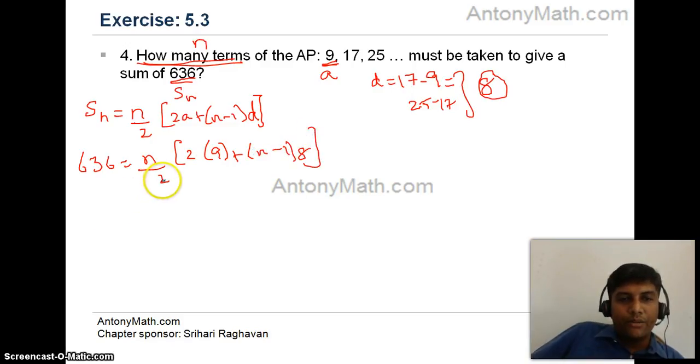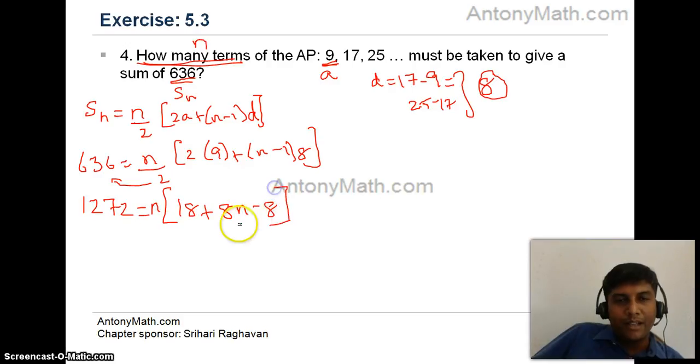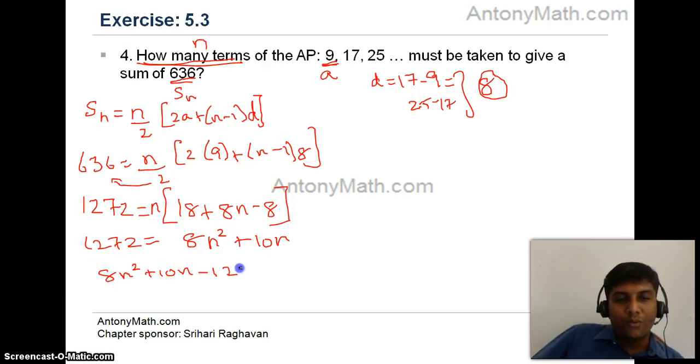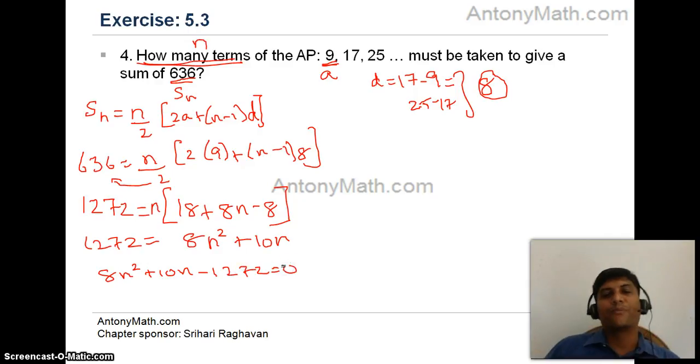Now I am going to take this 2 to the left hand side. 636 multiplied by 2, 1272 is equal to n times 18 plus 8n minus 8. In order to simplify, I am going to subtract this 8 from 18 and I have 8n square plus 10n equal to 1272. Bringing everything on the same side, I have 8n square plus 10n minus 1272 equal to 0.